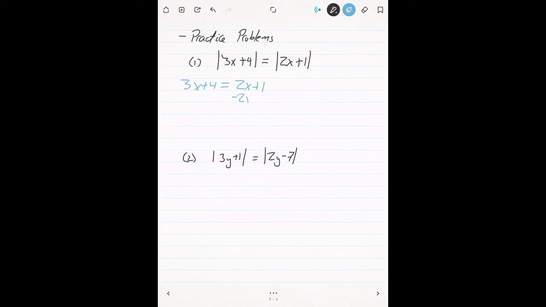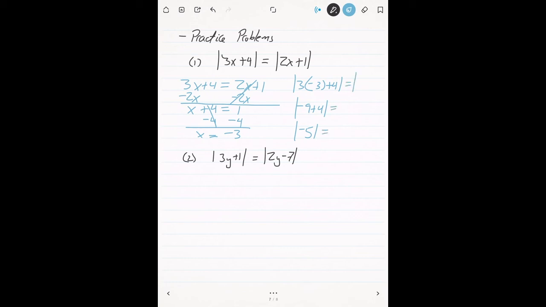I'll subtract 2x from this side, and I'll get x plus 4 is equal to 1, and I'll subtract 4 from this side, and I'll get x is equal to negative 3. That's a possibility. If I plug in negative 3, I get 3 times negative 3 plus 4, and that's negative 9 plus 4, the absolute value of that, and that's the absolute value of negative 5. Let's see what that's equal to.